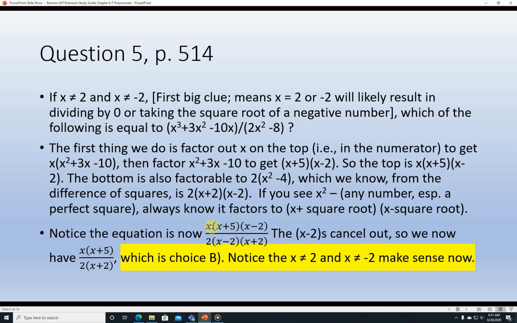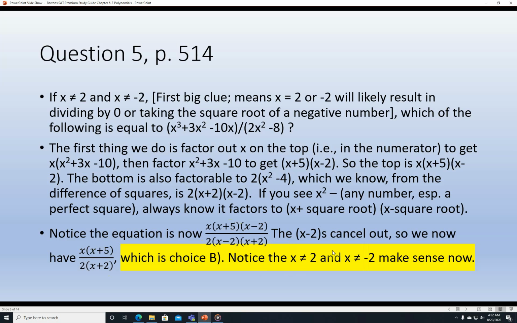So notice the equation is now, since I don't have quite as much clutter here, I can actually use PowerPoint's function that lets me write out nice neat equations like this. I have x times (x plus 5) times (x minus 2), over 2 times (x minus 2) times (x plus 2). So the x minus 2's cancel out, so we now have x times (x plus 5) over 2 times (x plus 2), which is choice B.